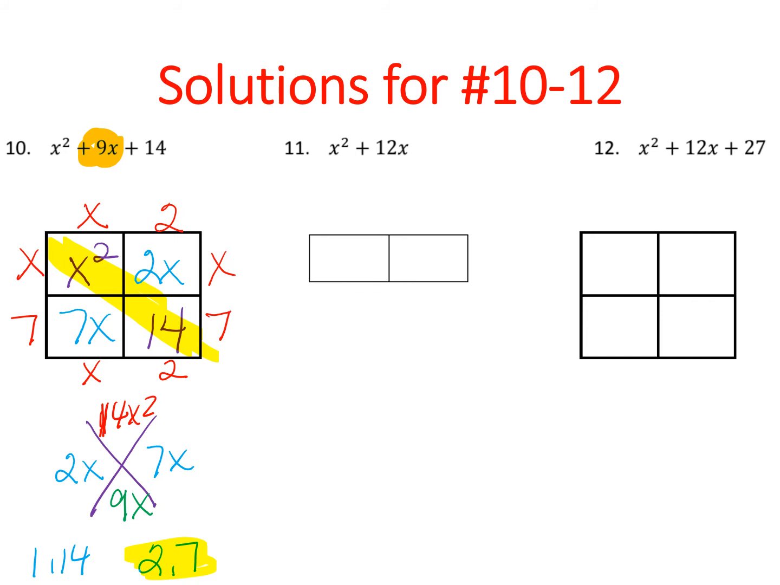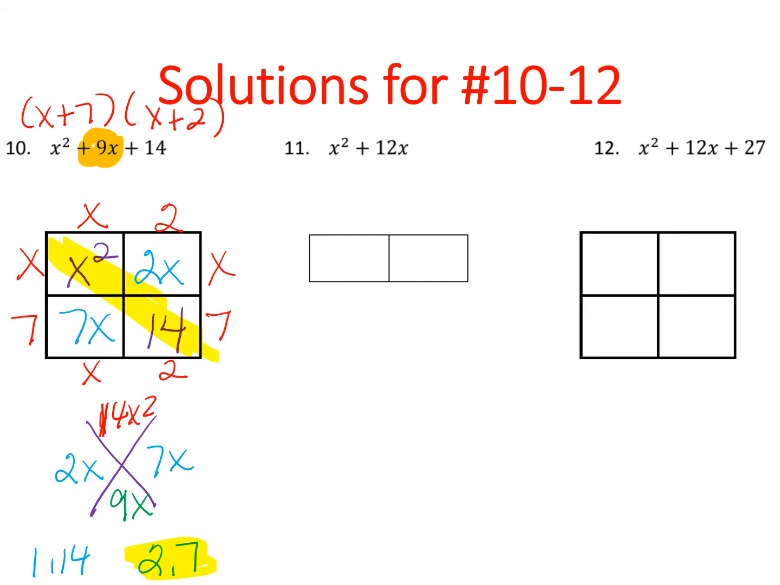Check that last box. Is 7 times 2 14? It is. Therefore, our two factors are x plus 7 and x plus 2. It does not matter the order that you write those. If you want to put the x plus 2 first and then the x plus 7, that is completely okay.